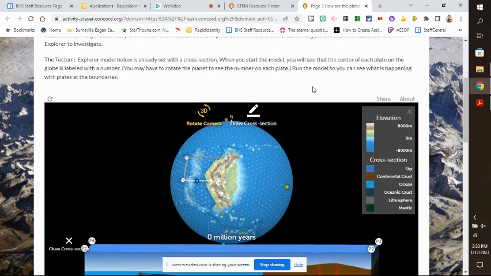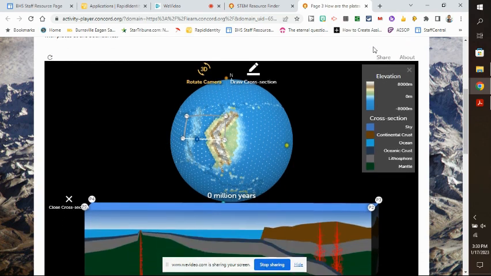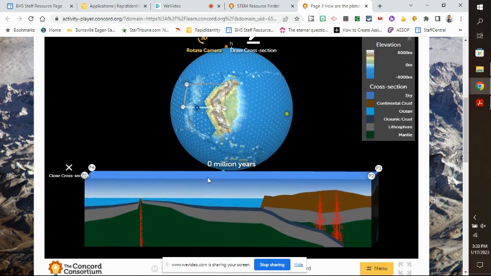When you start the model, you will see that the center of each plate on the globe is labeled with a number. You may have to rotate the planet to see the number on each plate. Run the model so you can see what's happening with plate boundaries. So I'm going to go ahead and run this.